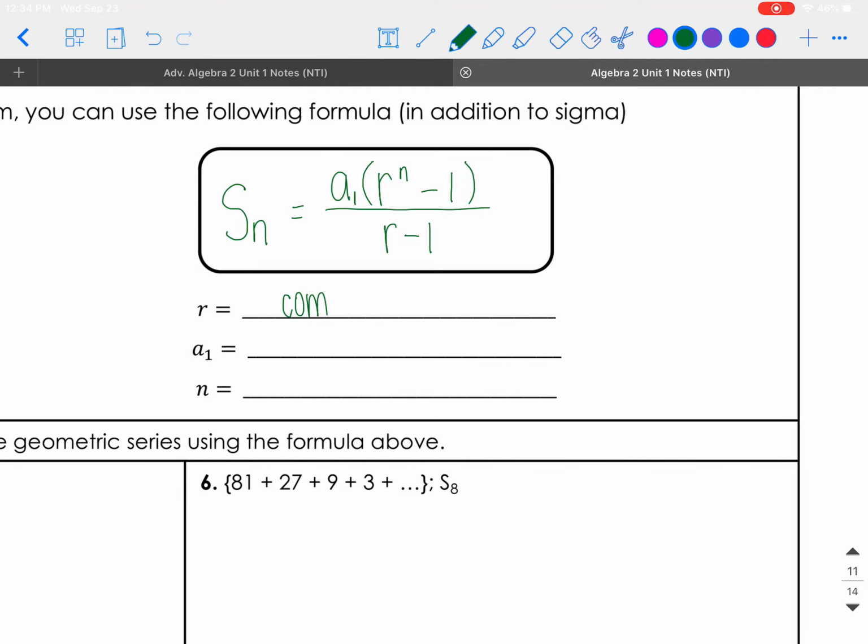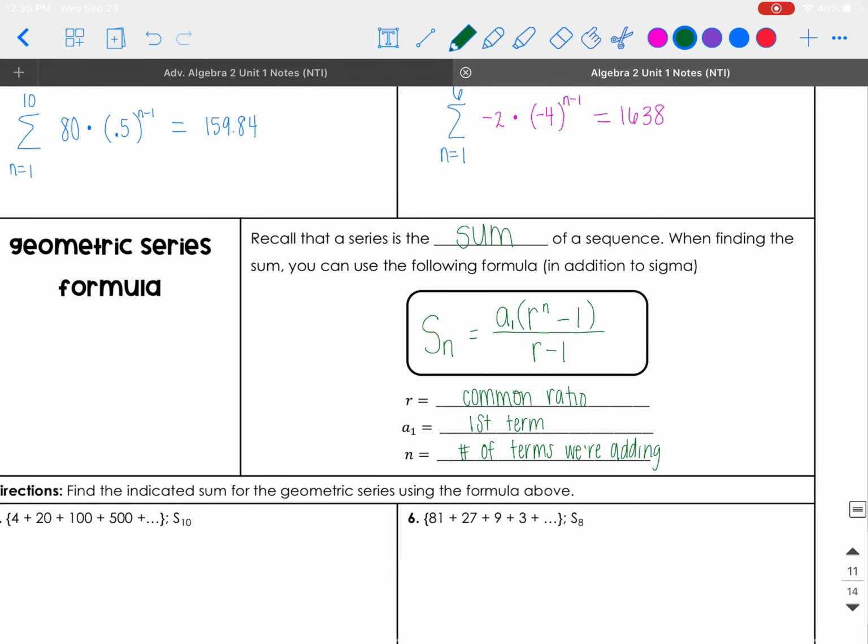R is our common ratio. A1 is our first term. And n is the number of terms we're adding. As long as you have those 3 things, which you typically will, this one's really easy.